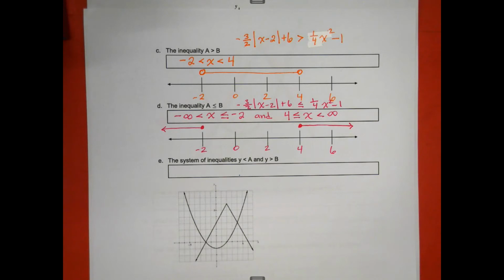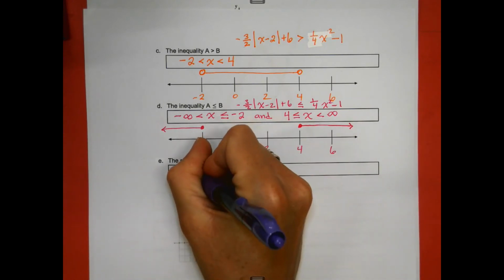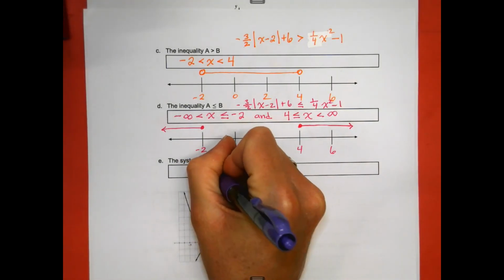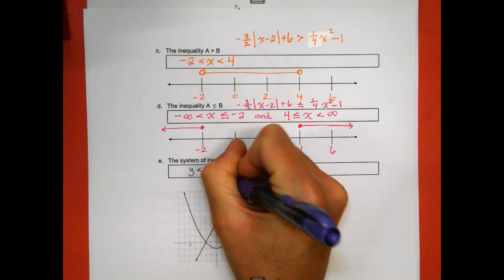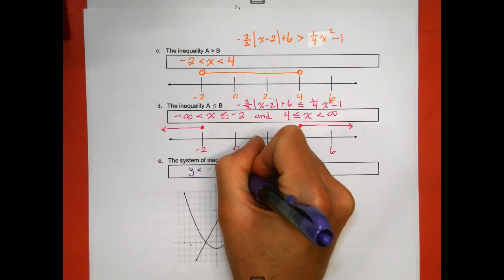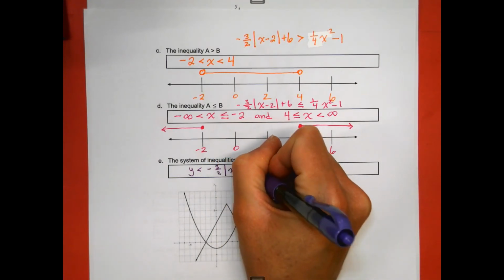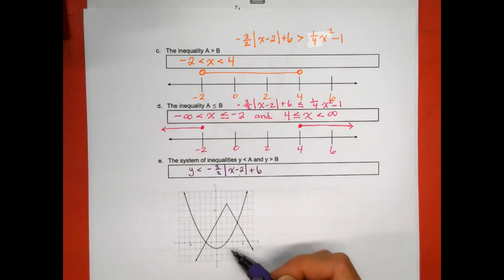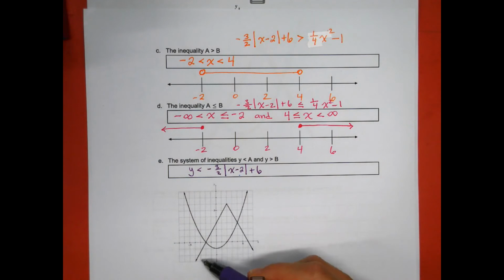For the first equation, we see y is less than a. So we're talking about y being less than negative 3/2 times the absolute value of x minus 2, plus 6. So we're underneath the absolute value equation. So therefore, we're going to end up shading underneath.